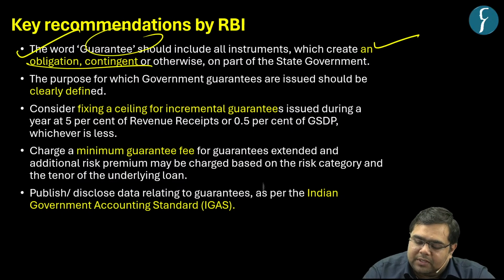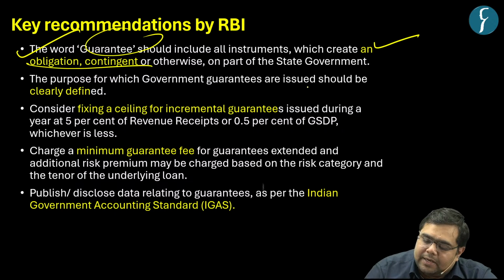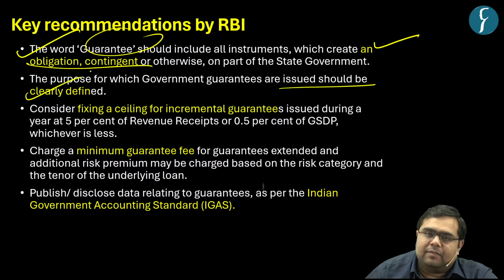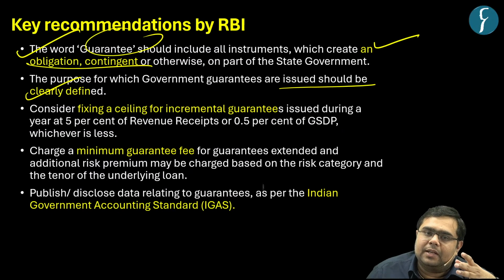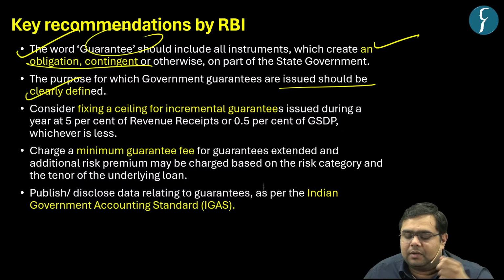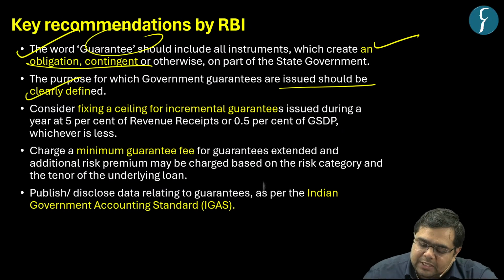The second one: the purpose for which government guarantees are issued should be clearly defined. So if a particular PSU takes a particular amount of loan on the guarantee of the state government, it should be clearly defined that I am taking this loan for the purchase of, let us say, a new plant, and whether that plant is needed or not should first be seen by the state. It should not be an exorbitant, unnecessary expenditure.